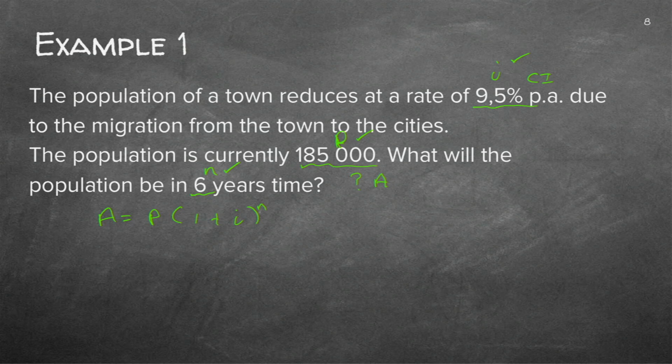You know what? I didn't underline or circle anything if it was increasing or decreasing. So let's just read again, because I didn't read the word increase or decrease. The population of a town reduces. What does reduce mean? It becomes less and less. So what should we have done? We should have used the minus formula. 1 minus I. Can you see how easily a mistake is being made?